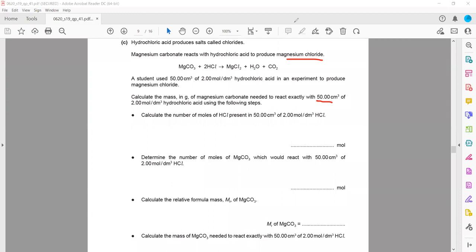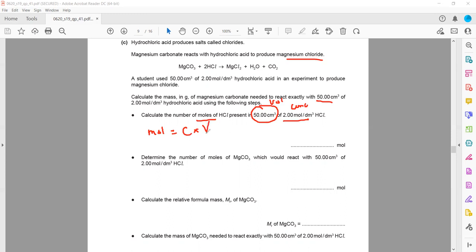So the first part, we have to calculate the moles of hydrochloric acid. We have the volume of the solution, volume is 50 cm cube, and we have the concentration. So how to work out the moles from volume and concentration? Multiply volume by concentration. So we'll multiply both of them. So moles equal concentration into volume.